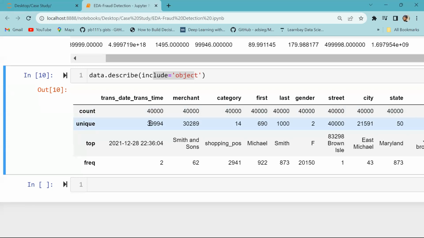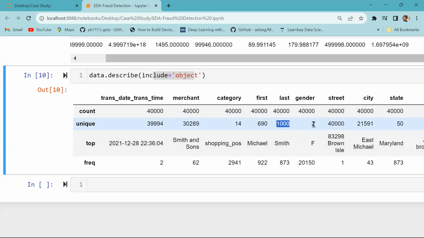Out of the 40,000, there are 39,994 unique transaction times. Out of the 40,000 observations, 30,000 are unique merchants. There are 14 categories, and 690 people are doing the transactions. Last names are 1,000 unique out of the 40,000. Last names are in the thousands, unique.